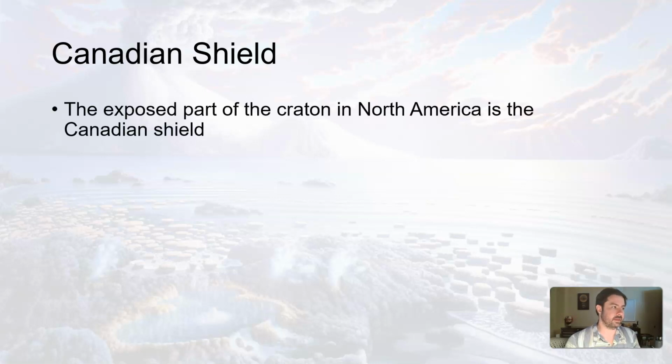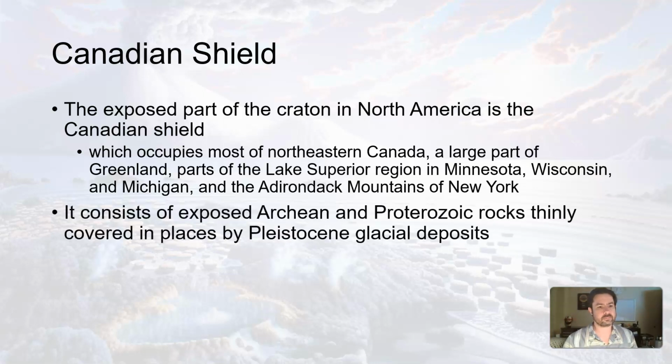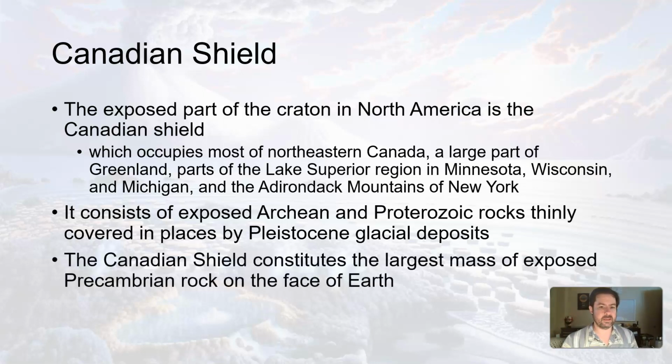So the exposed part of the North American craton is known as the Canadian Shield. It occupies a large part of Canada, kind of the Great Lakes surrounding area as well. Again, it consists of Archean and Proterozoic rocks, and in places is thinly covered by glacial deposits, but for the most part, the Canadian Shield is pretty well exposed, and you have some surface coverings, but nothing too crazy.